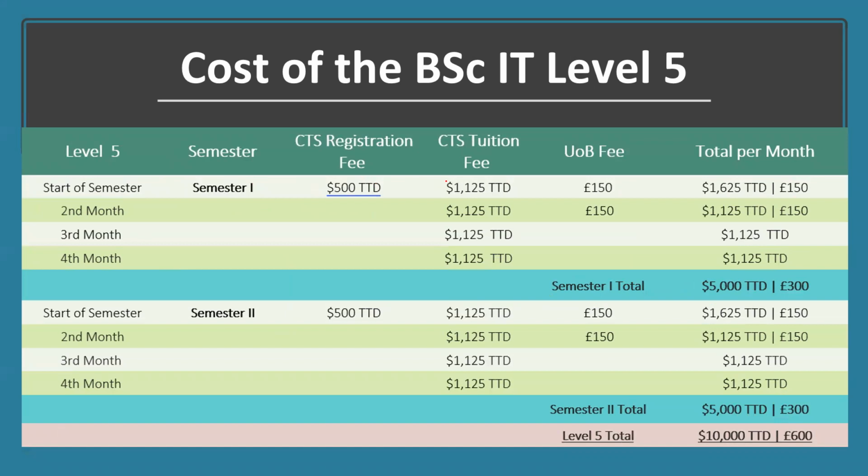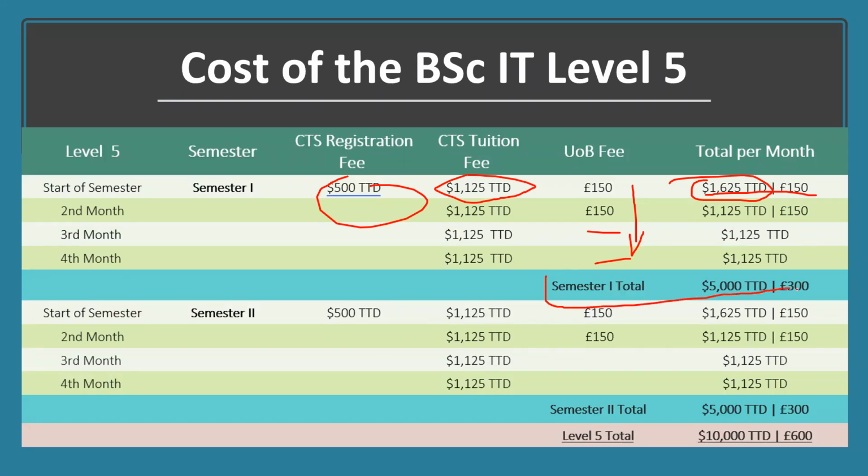It's quite similar. So we would ask you to pay your registration fee for CTS and some of your tuition upfront, right? Your pounds payment could take place in the earlier months, or it could take place in the later months as well. But the total per month is expected to stand, for your first month, at 1625 TT and £150. But if you pay your pounds later, it will just be 1625 at the start of the semester, right? And of course, your payments can be shifted up or down.